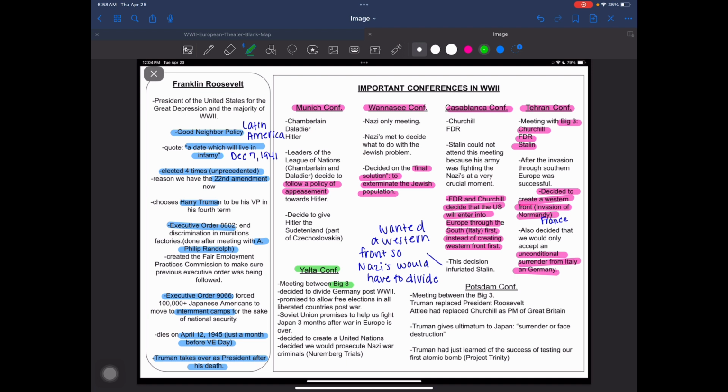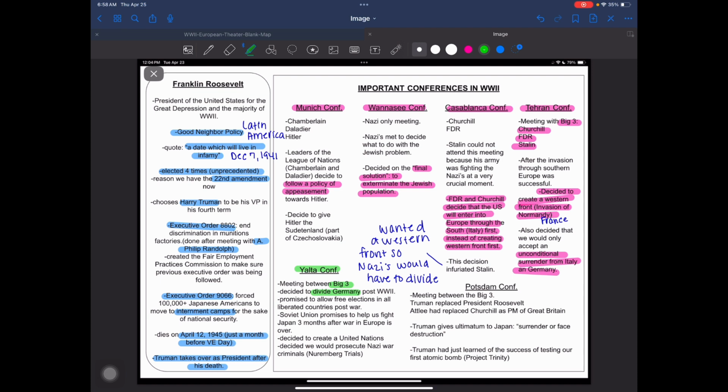What are we going to do about rebuilding Europe? What are we going to do about Germany after Hitler is gone? What are we going to do about Japan? All these decisions have to be made. So we're just starting to divvy up some of these ideas and plans. One thing that we're going to decide to do is actually divide up Germany, which we'll see in a few slides. We're going to divide up Germany for multiple reasons.